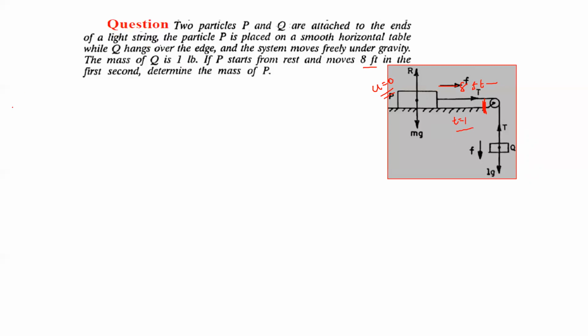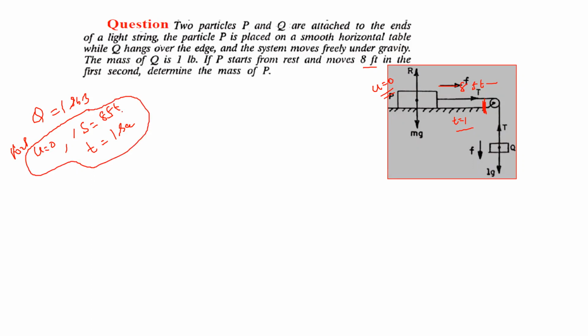So what we are given in this question, we are given the mass of Q, and this data, I will say this is a data, because data is the initial velocity for P. For P, initial velocity is 0. The displacement S is given to be 8 feet, and the time is given to be 1 second. And we are given this data so that we can find the acceleration of the motion, and using acceleration, we can find the value of P. So let us see कि किवें इन्हू solve करना हैगा.